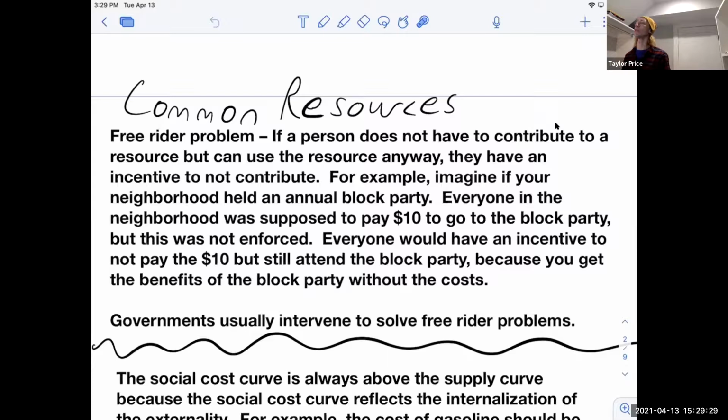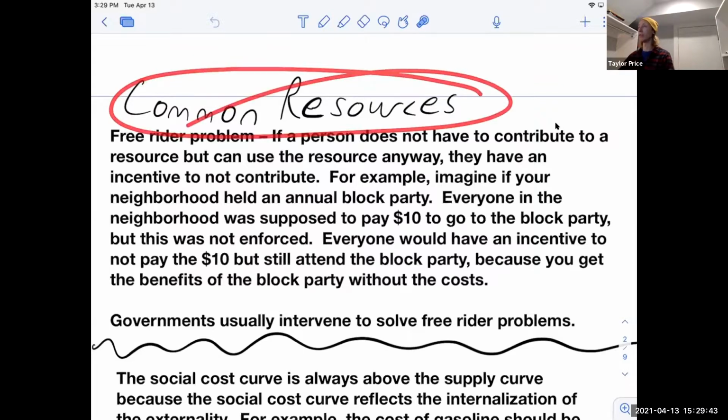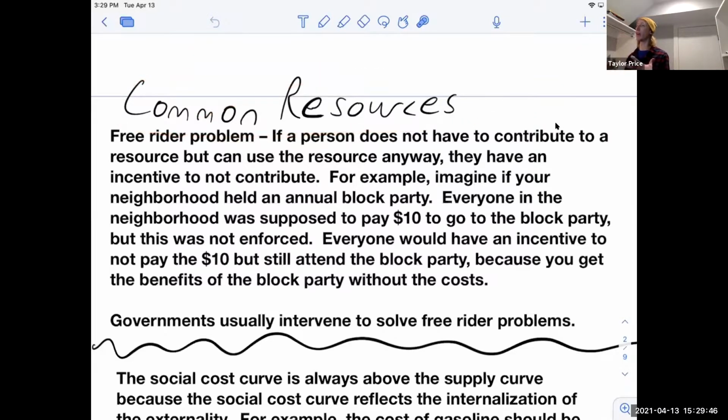And usually in situations where there's a free rider problem, that is where the government will intervene to solve that problem. Free rider problems are usually really common with common resources. That's why the government usually intervenes or provides common resources, because the government is basically a way to have everyone pay for that specific good.